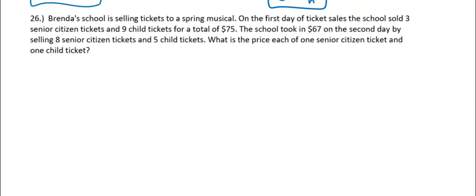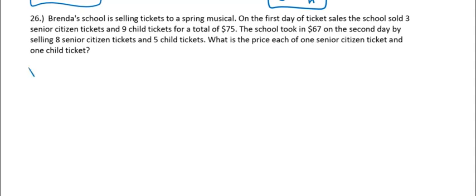So look at this one. Brenda's school is selling tickets to a spring musical. On the first day of ticket sales, the school sold 3 senior citizen tickets and 9 child tickets for a total of $75. And the second day is $67 with 8 senior citizen and 5 child tickets. And we want to know the price of each.